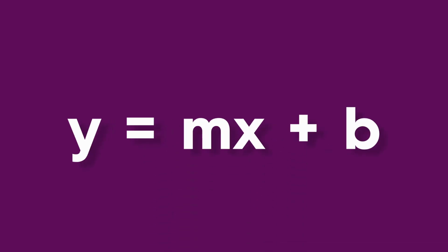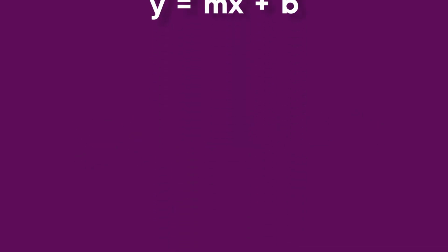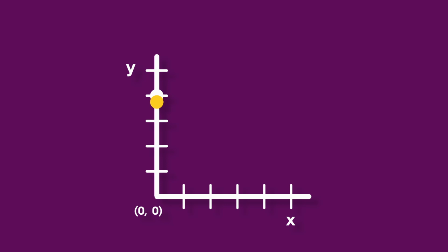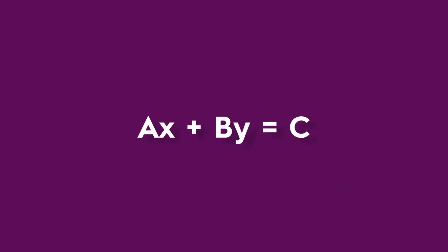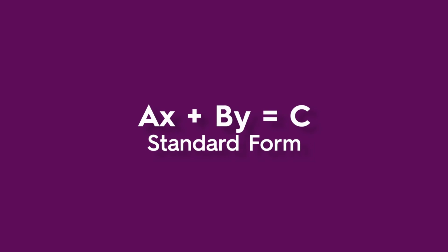Now that slope-intercept is locked in, you might wonder, do we really need another blueprint? The answer is yes, because some problems are faster with a different perspective. That's where ax plus by equals c comes in, known as the standard form. At first, it looks plain, but watch the shortcut it hides.